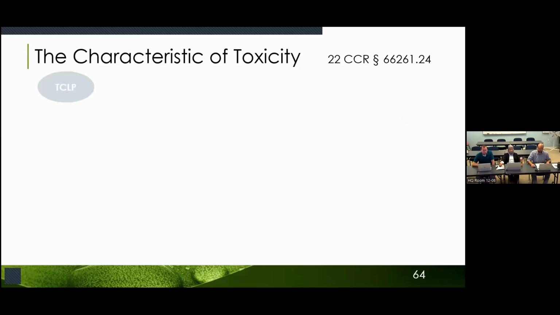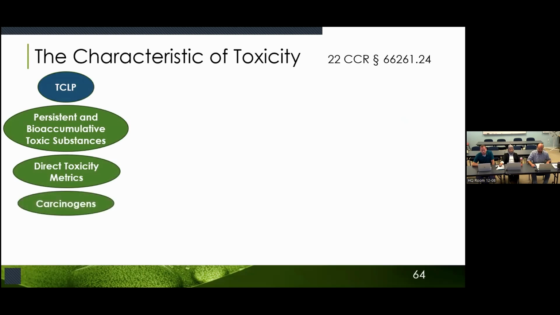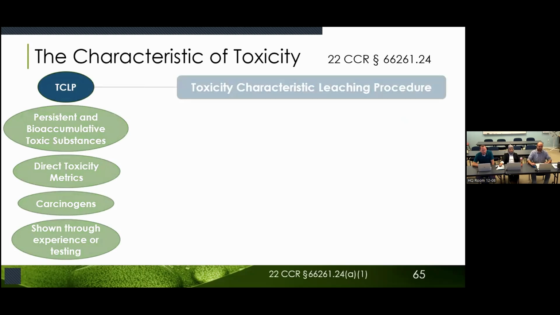First, we have the federal toxicity characteristic leaching procedure, or TCLP. And the rest are the non-RCRA criteria, including persistent and bioaccumulative toxic substances, 4 different direct measurements of toxicity to animals, a list of carcinogenic substances, and a criterion for other waste shown through experience or testing to be toxic in various ways. The first of these is the toxicity characteristic leaching procedure, which is the only criterion for this characteristic under the federal regulations.